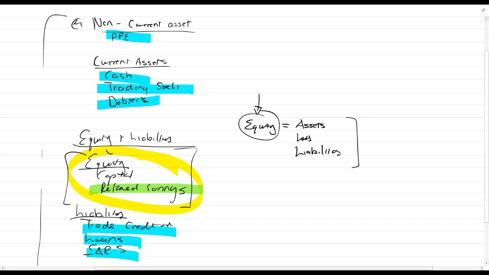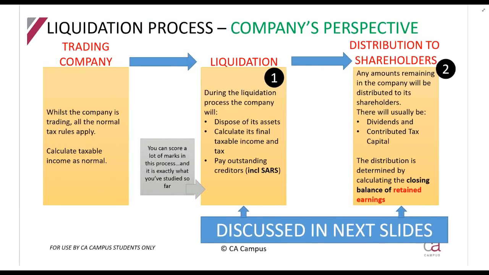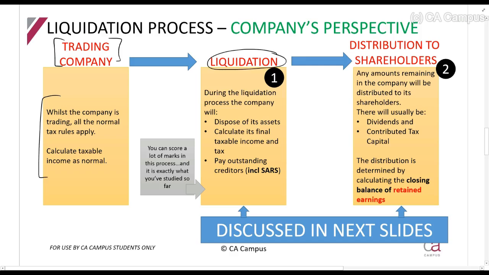So, what I want you to understand from the start is what's going to happen when we do a liquidation. While the company is trading, that's what you've been doing this entire year, you'll calculate the taxable income and the tax as normal. So there'll be sales, and there'll be purchases, and there'll be wear and tear, and there'll be capital allowances and trading. So all of these normal things that you study, normal rules. Now, liquidation. They tell you the company is being liquidated, so the shareholders maybe want to close the company, or whatever the reason might be.